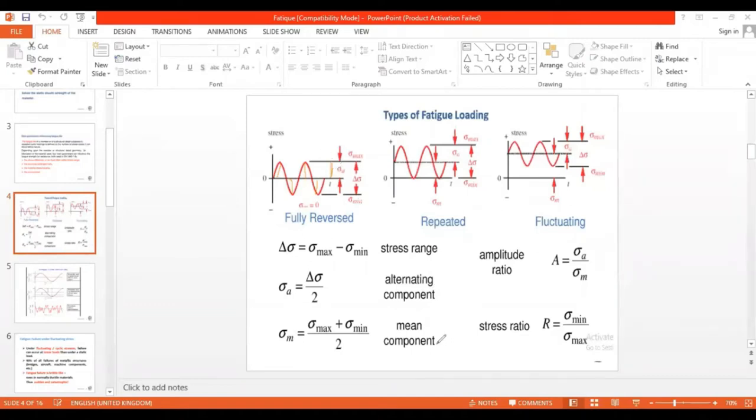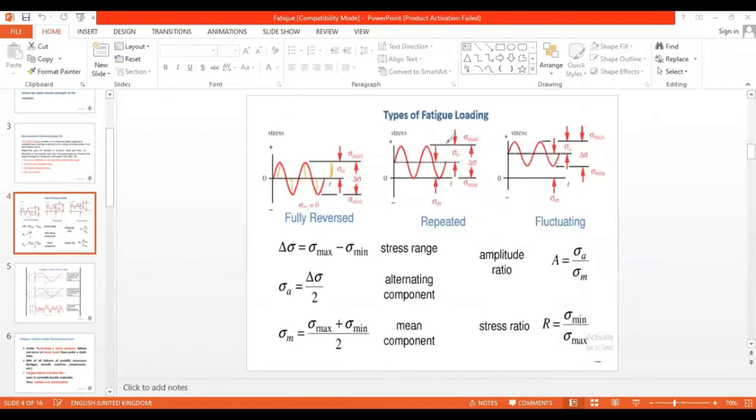Then I have the mean component, right? You know how to calculate the mean. As usual, what you do in statistics, that is simply sigma max plus sigma minimum by 2, right? Max plus minimum by 2. Only through this mean component will the axis pass. So here, sigma max plus sigma min by 2 will give you 0. So there, the axis will be passing through the 0.